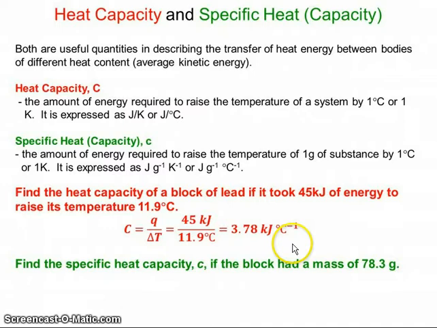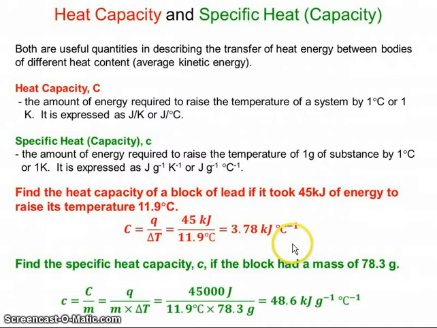We know it's a lead block, so now I want to see what just lead in general is. And I can do this one of two ways. I can take my heat capacity and just divide it by the mass, or capital C over M. Or I can remember what capital C is. It's Q over delta T. So I can take Q over M delta T, however you prefer to think of it.